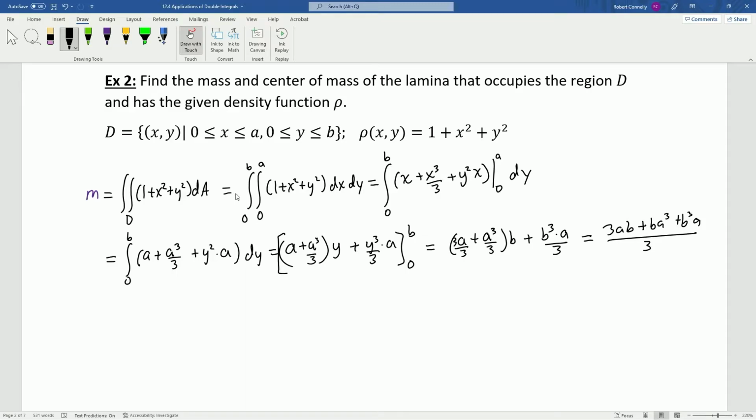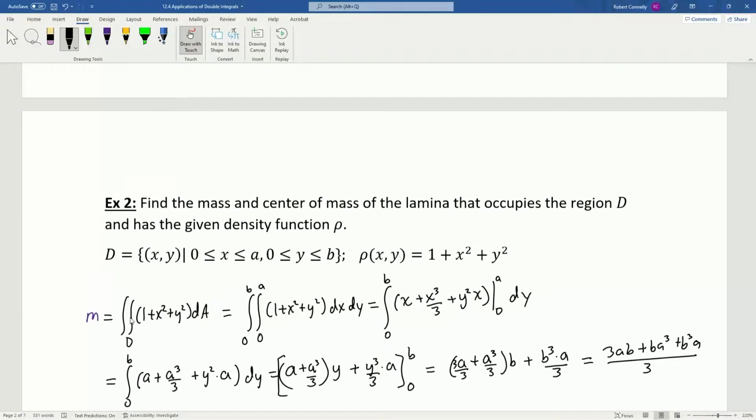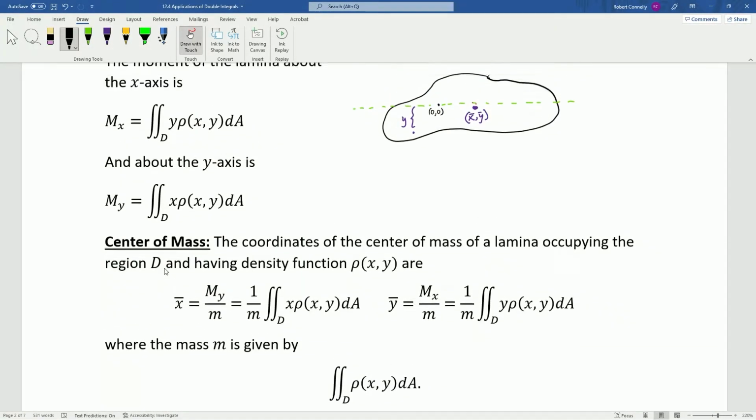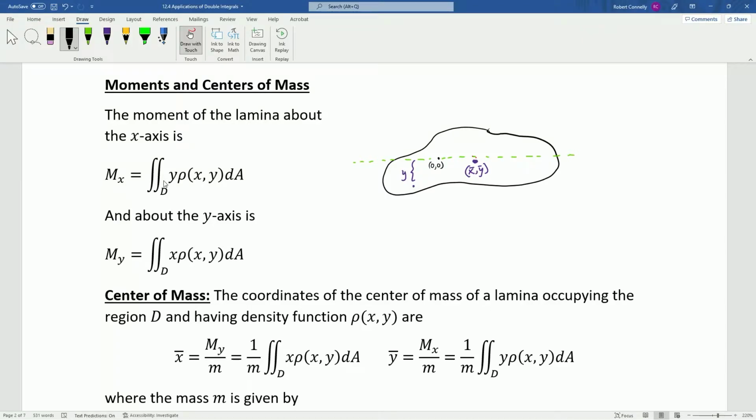Okay, so now that we have m, we would like to evaluate what x bar is. But in order to evaluate x bar, I need the moment about y. And how did we get the moment about y? Well, it's the same double integral, and we use the same density function, but for the moment about y, we're looking at the density function rho times x for the moment about the y-axis. So right here.